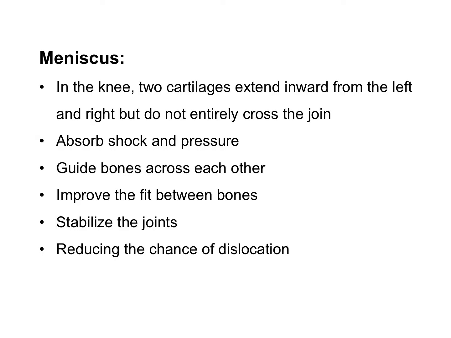Now we come to the meniscus. Meniscus is basically a cartilage that is present in the knee. This is like an incomplete disc, you can say. It has two cartilages that extend inward from right and left but do not entirely cross the joint. They act as shock absorbers, guide the bones, limit the movement of the joint, stabilize the joint, and reduce the chances of dislocation. In the next slide, you will appreciate the presence of the meniscus and your concepts will be cleared.